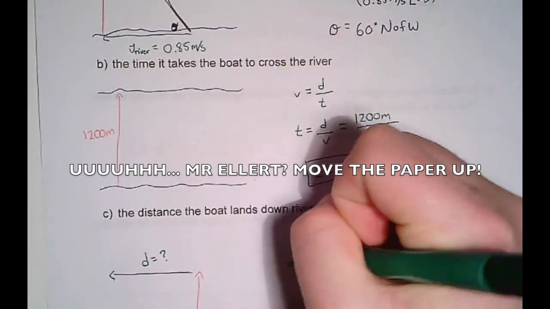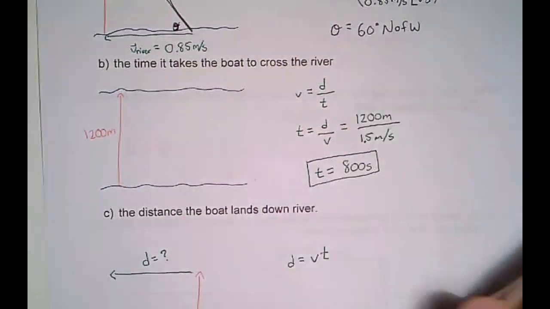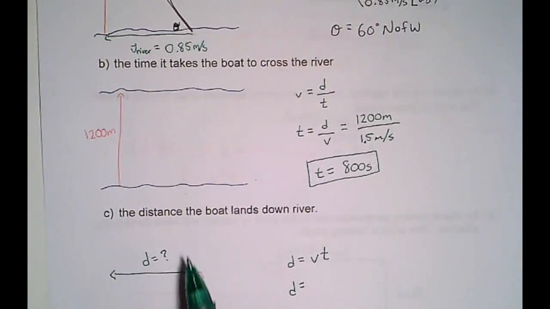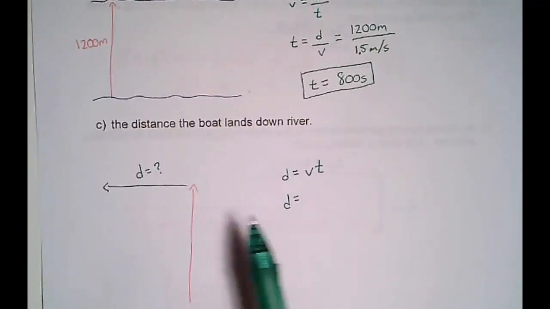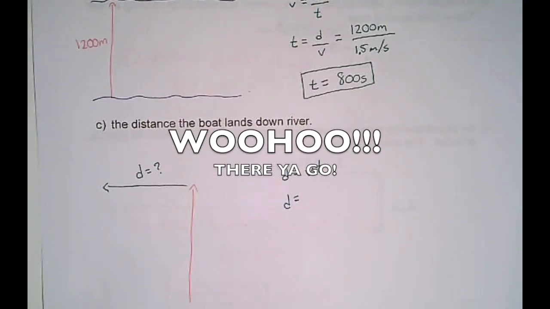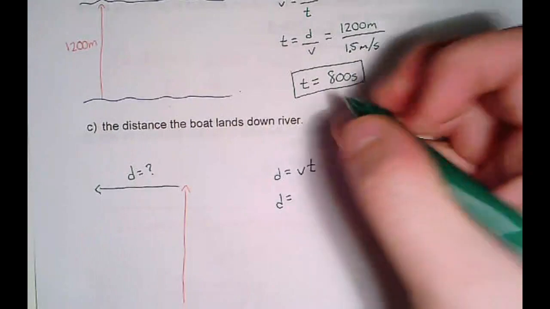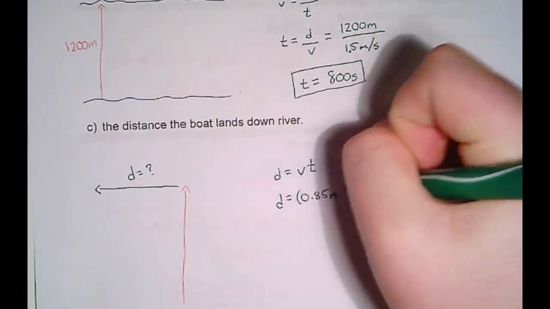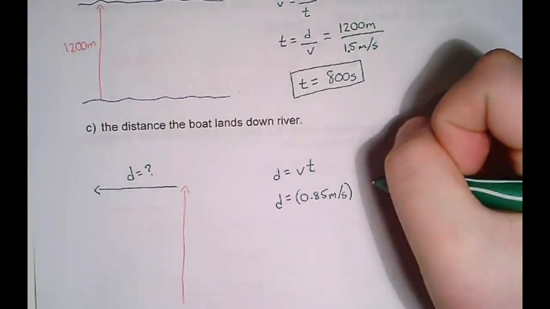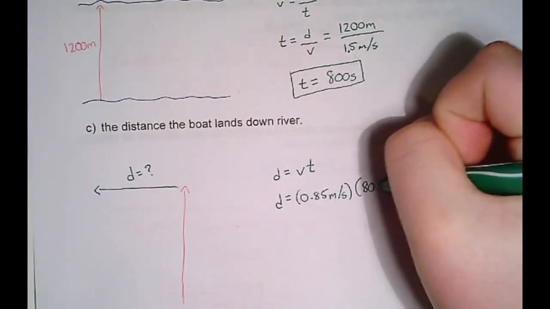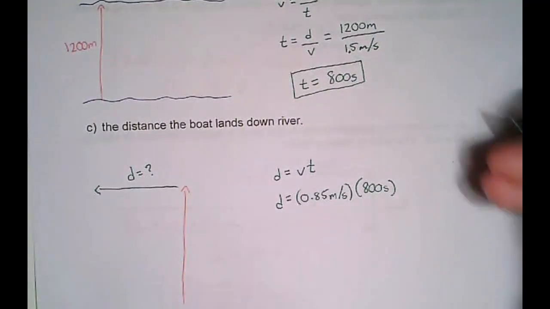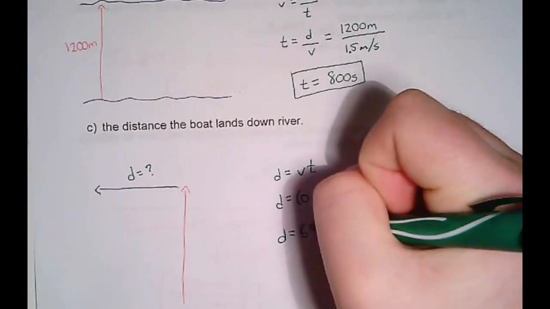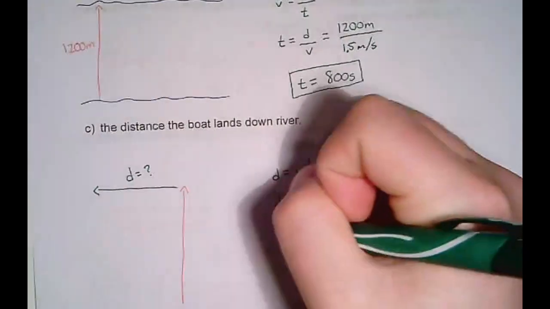So distance is equal to velocity times time. The distance equals the velocity going across. The only one acting horizontally in this case is the current. So it's 0.85 meters per second, and the time it takes us is 800 seconds. That's what we figured out in the last part. So the distance the boat lands down the river is 680 meters.